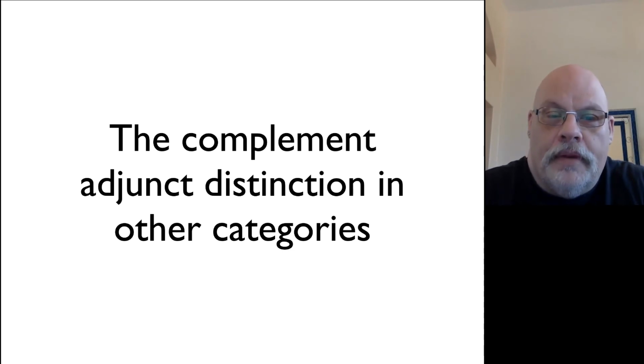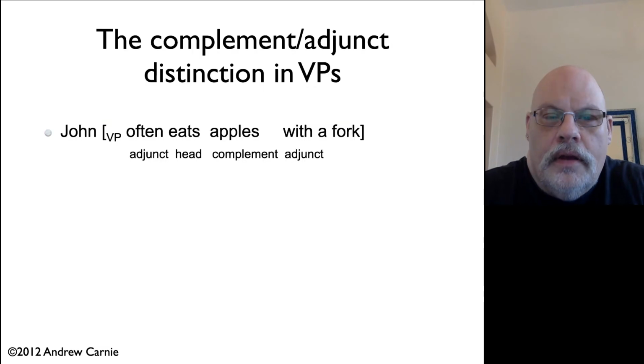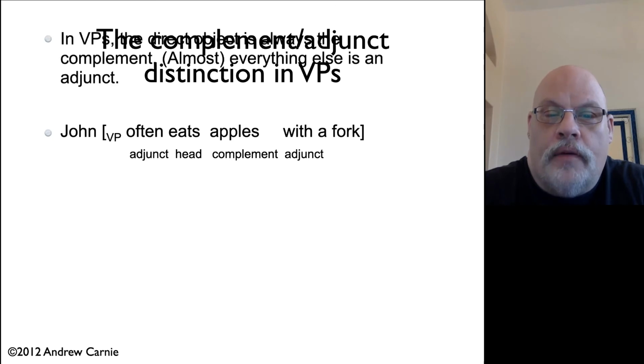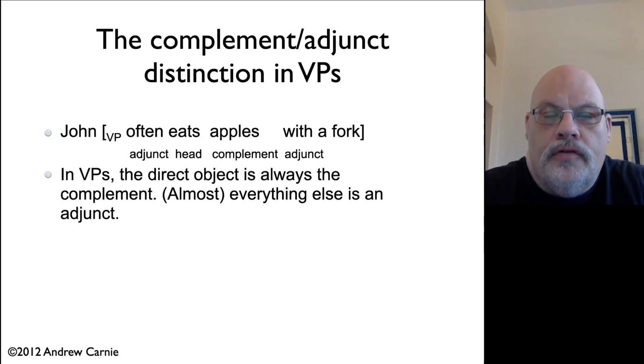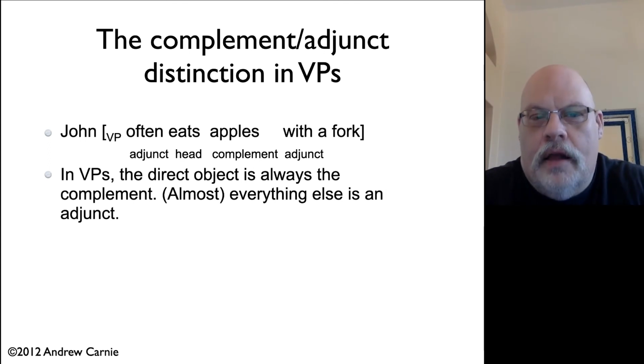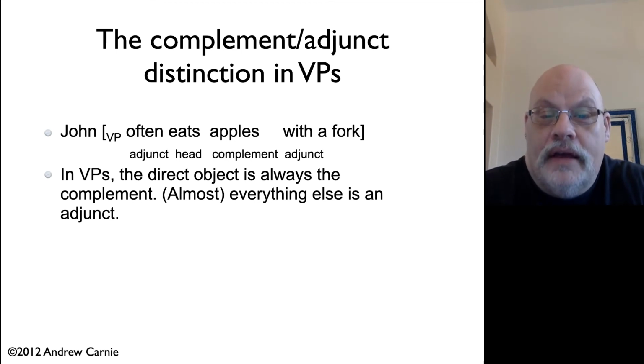Now, we also have the complement-adjunct distinction in other categories. You can see in a sentence like, John often eats apples with a fork, the head verb eats here has a complement, which is apples, and it has two adjuncts, often and with a fork. Now, usually in English, the complement is the direct object, and everything else within the verb phrase will be an adjunct. That's a heuristic for you. That is not a definition. That's just a quick way for you to be able to tell what is an adjunct and what is a complement. Because apples is the direct object of eats, it has to be a complement.